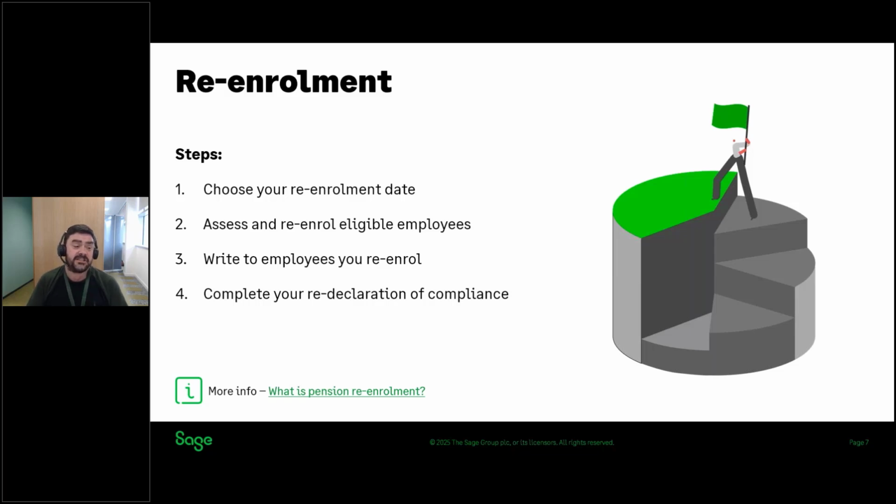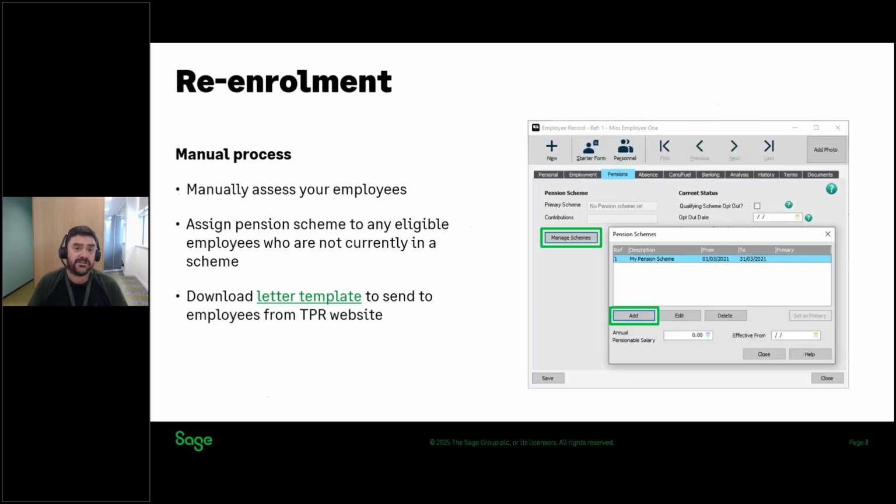Now, I'd like to just quickly run through the manual process for those of you who are not using our pensions module. So first of all, you will need to do a manual assessment to identify employees that meet the criteria to be re-enrolled. And I'll give you some tips in a quick demo on how to help you with that step. You would then need to assign the pension scheme to eligible employees who need to be re-enrolled.